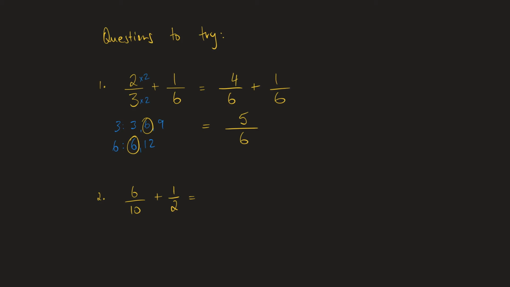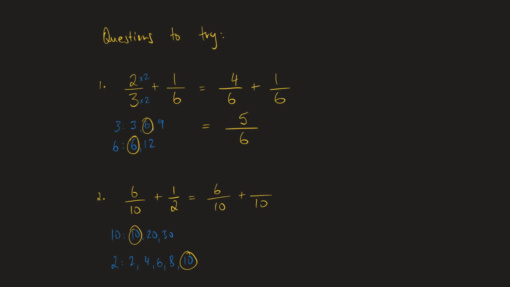Okay, for the second one, again, I've got 6 over 10 plus a half. I want to come up with a common denominator, so I'm going to work out the lowest common multiple. Okay, so there's 10, and here's 2, and I can see 10 is going to become the lowest common denominator. So I don't need to change the first fraction, but the second fraction I do.